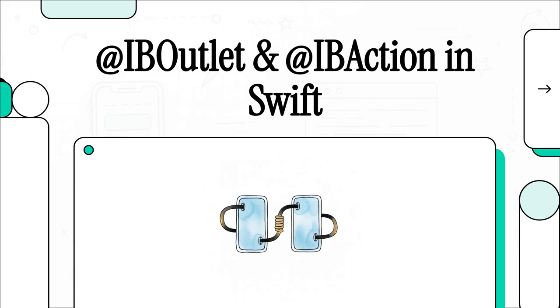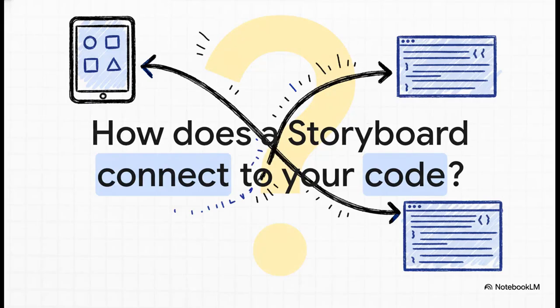If you're an iOS developer and you've spent any time with storyboards, you've typed @IBOutlet and @IBAction hundreds, maybe even thousands of times, right? They're kind of the fundamental glue between your beautiful designs and your actual code. But have you ever just stopped and wondered what's really going on under the hood?